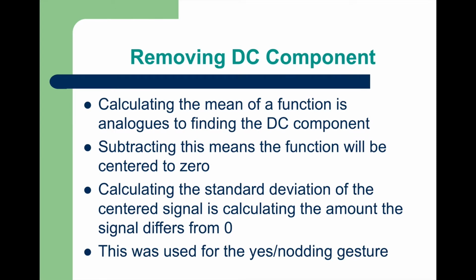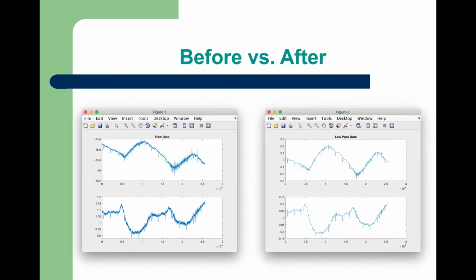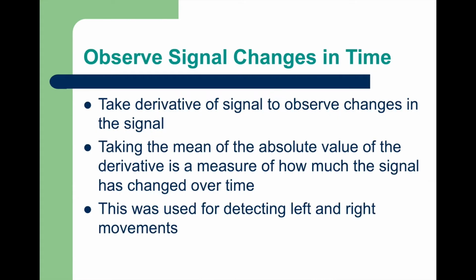Removing the DC component is the same as taking the signal from an offset and removing it. This can be used, for example, for the nodding signal, where we can see the users either activating the muscle or deactivating the muscle, hence nodding. Hence it's also very periodic.